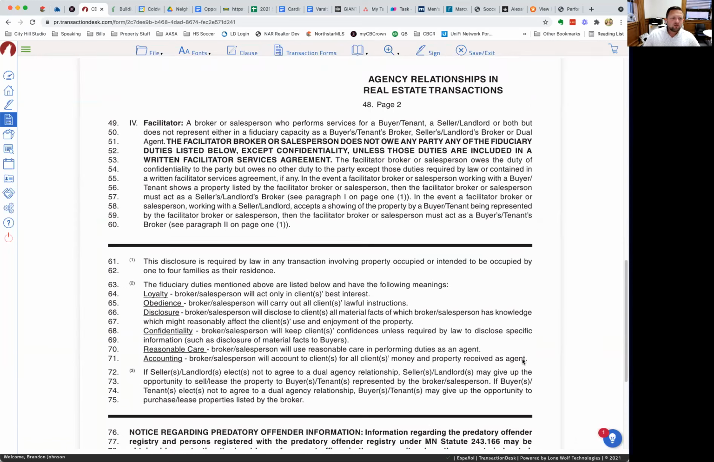Okay, a broker or salesperson who performs services for a buyer or seller and does not represent either in a fiduciary capacity as a buyer's broker, a seller's broker, or a dual agent. Okay, so that's kind of the first high level section. What is a facilitator? We had a lot of facilitation deals in quarter 1 and quarter 2 this year. We did a lot. I should have actually pulled the numbers, but I would say it's more than we have ever done before as a company. I think we did like a dozen plus each month the first couple quarters.